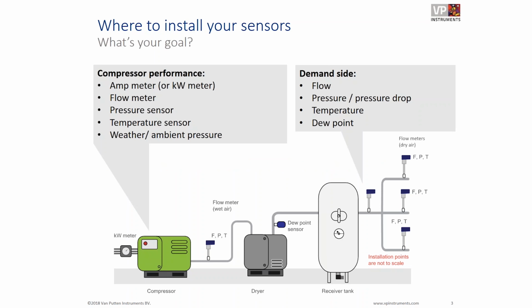So where to install sensors? Well, if you want to measure compressor performance, typically you would install a kW meter or an amp meter. That is less good, but it already gives you quite a good indication. You want to have a flow meter at the discharge pipe of the compressor. You need a pressure sensor. You need a temperature sensor. And you also might want to monitor the ambient conditions.